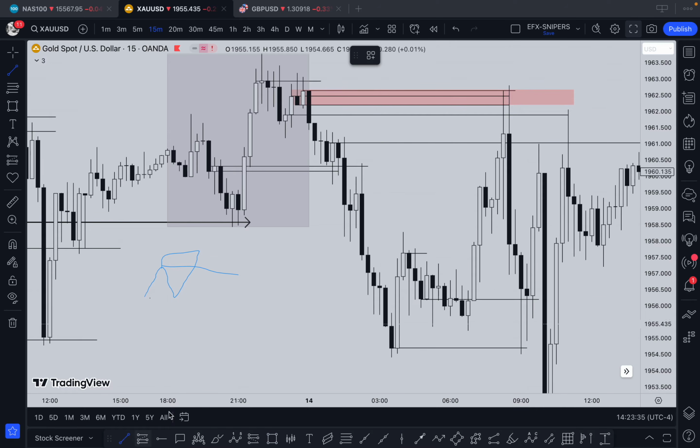So what is the point of interest that you see? The first one is the kissing candlestick. That is the one we have here. And the second one, it's this support. So this is your zone where you're gonna come and look for an entry.